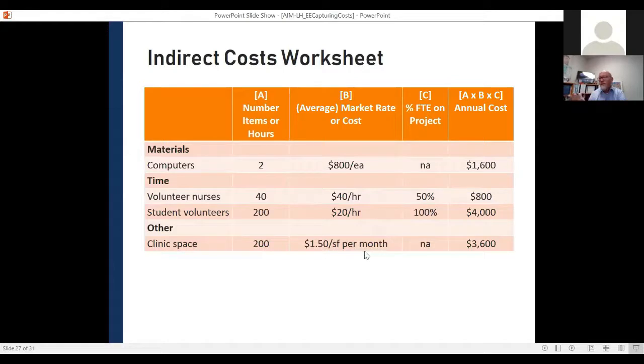Or clinic space is another form, like in working with our school-based health centers, sometimes the schools donated space for the clinics, but without that space, we wouldn't be able to have a school-based health center program. So you would want to also capture things like that, where that space is an essential requirement for making the program happen.